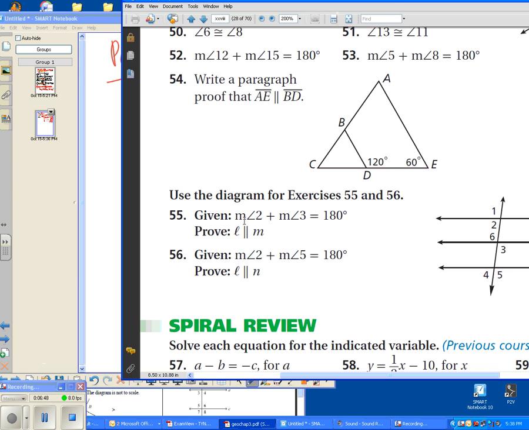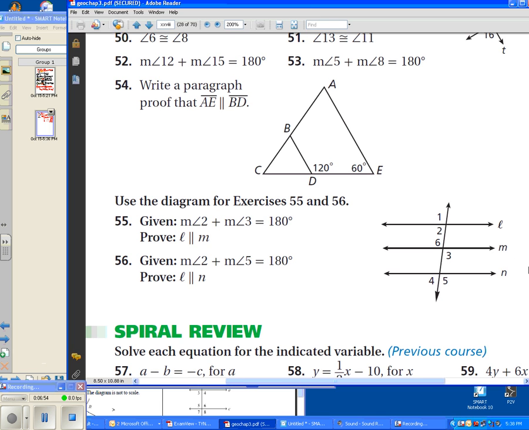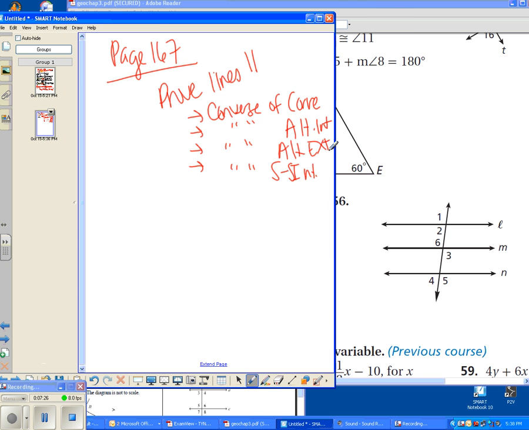So let's see. 55, it says we're talking about angle 2 and angle 3, and you want to prove that line L is parallel to line M. So let's think about, looking at this picture, what do you think we could use? Well, we have angle 2 and angle 6. Since angle 6 and angle 3 are vertical angles, we could say, instead of angle 2 plus angle 3, angle 2 plus angle 6 have to equal 180 degrees. And if these equal 180 degrees, they are same side interior angles, so we can use the converse of same side interior angles to prove that the lines are parallel. So let's see if we can put all that down into a proof.